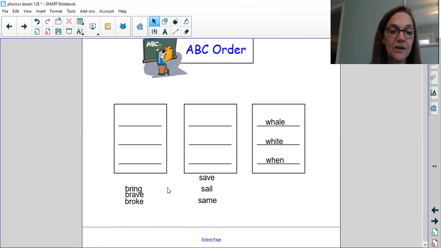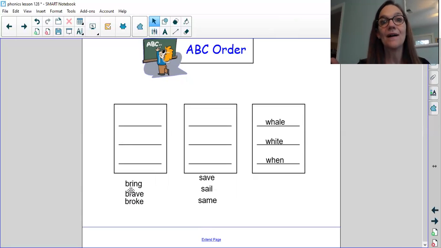They're all squished together. Bring, brave, and broke. If I wanted to put those words in ABC order, what would I have to do? Yes, the first thing I have to do is to look at the first letter, but all three of those start with a B. So then what do we have to do? We look at the next letter. But did you notice that all three of them start with B-R, B-R, B-R?